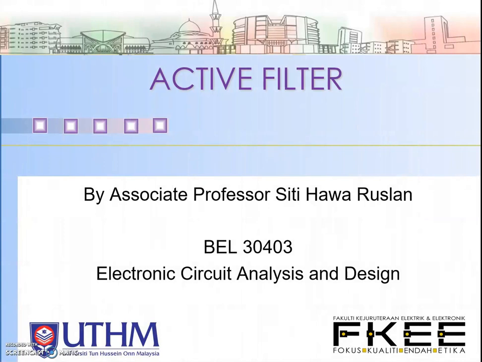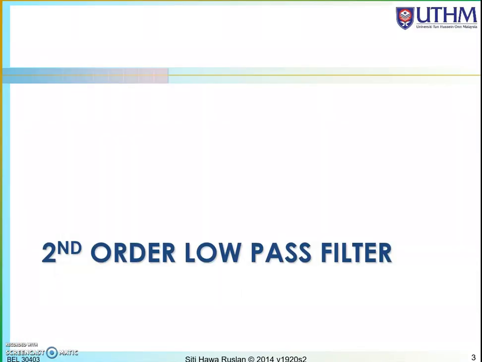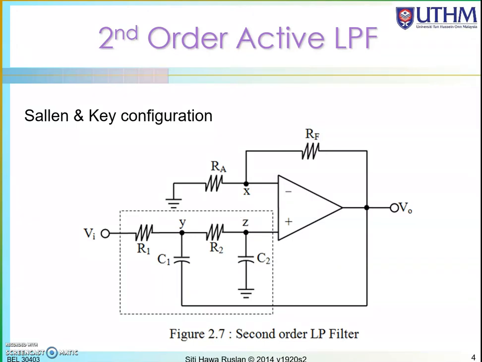Okay, we'll continue with active filters, and now we look into the second order low pass filter. Okay, a second order low pass filter. This is an active filter because we have an op-amp over here as the active element. So this second order active low pass filter is also the Sallen and Key configuration.